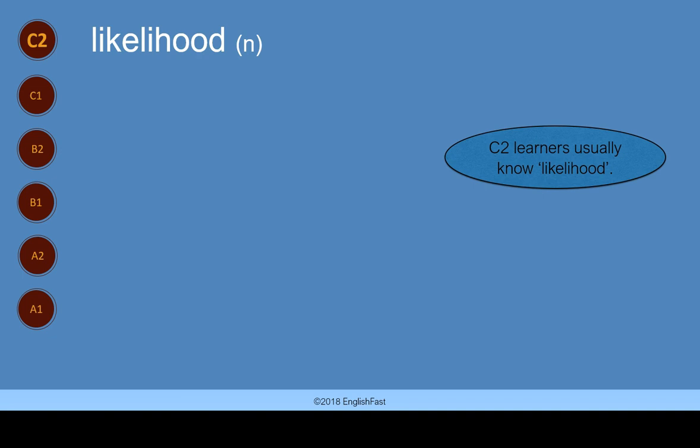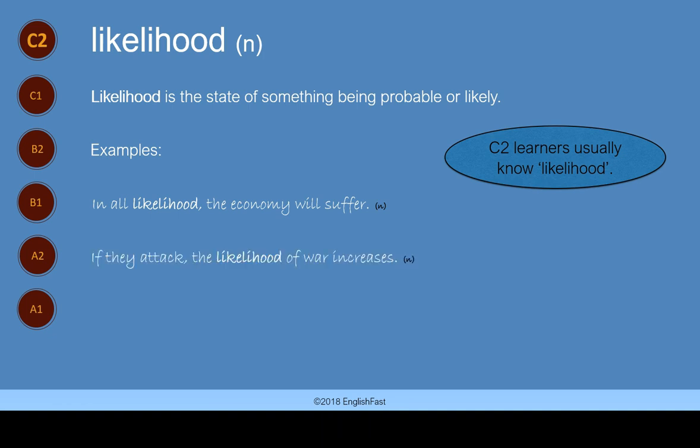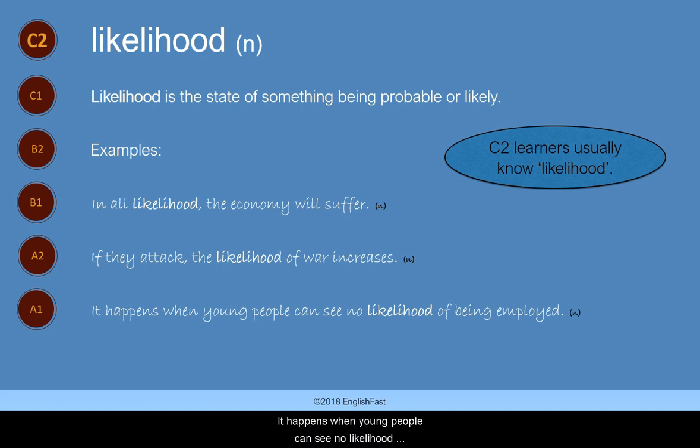Likelihood. Likelihood is a noun. C2 learners usually know likelihood. Likelihood is the state of something being probable or likely. Here are some examples. In all likelihood, the economy will suffer. If they attack, the likelihood of war increases. It happens when young people can see no likelihood of being employed.